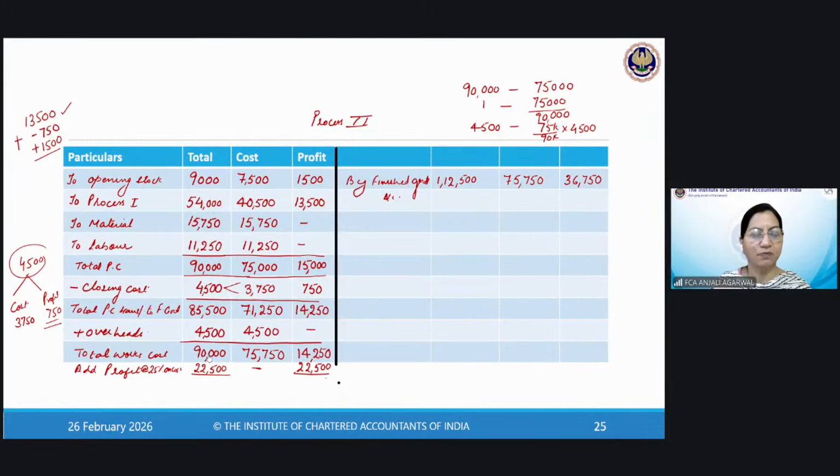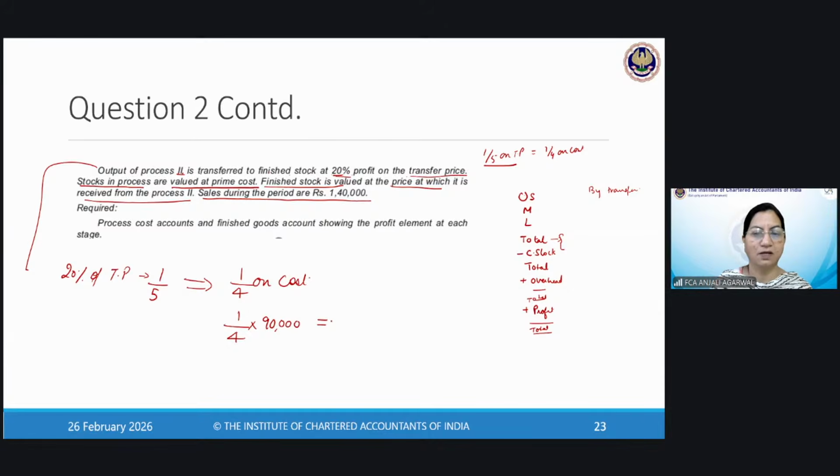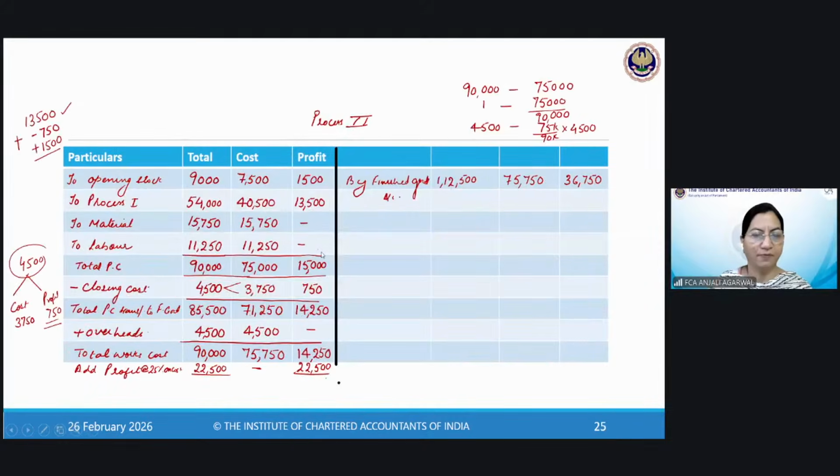How have I calculated 22,500? What is the cost to process 2? 90,000. Output of process 2 is transferred to finished stock at 20% profit on the transfer price. 20% on the transfer price, like 1 by 5 on sale, is equivalent to 1 by 4 on cost. And the cost to process 2 was 90,000. So having solved this, I got 22,500.